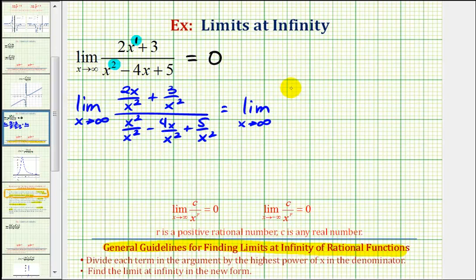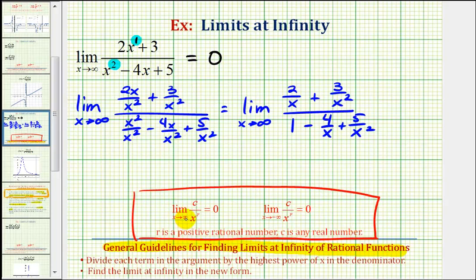2x divided by x squared would be 2 over x. 3 divided by x squared stays 3 divided by x squared. And then in the denominator we have x squared divided by x squared, that's 1. Minus 4x divided by x squared would be 4 over x. Then finally plus 5 divided by x squared. Now we need to consider how each term behaves as x approaches positive infinity, which brings us to one of the basic ideas when determining limits at infinity of rational functions given by this definition here.